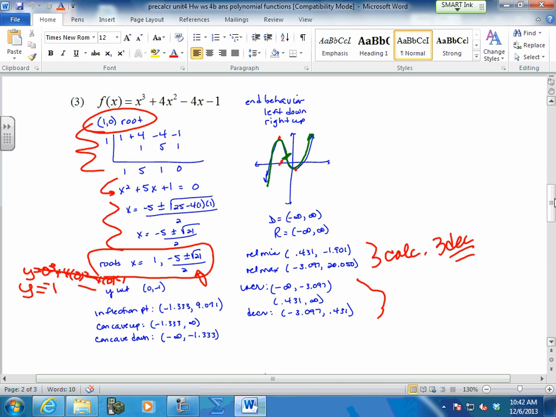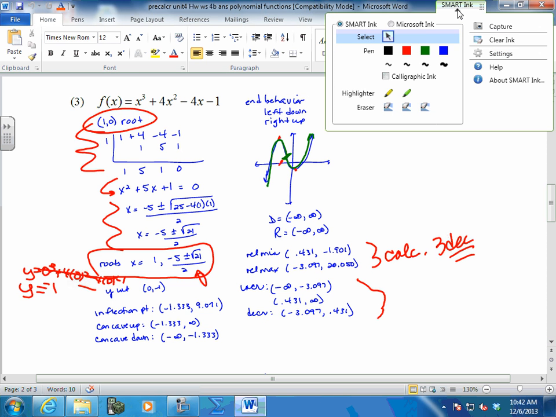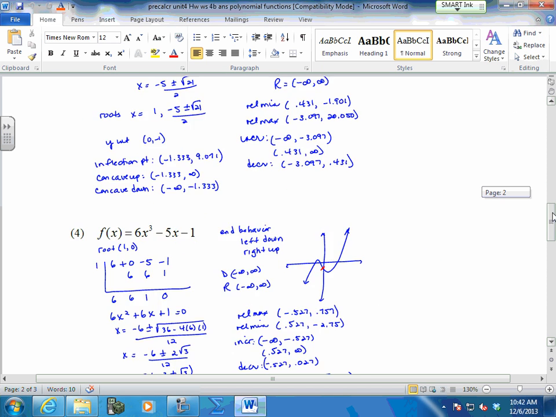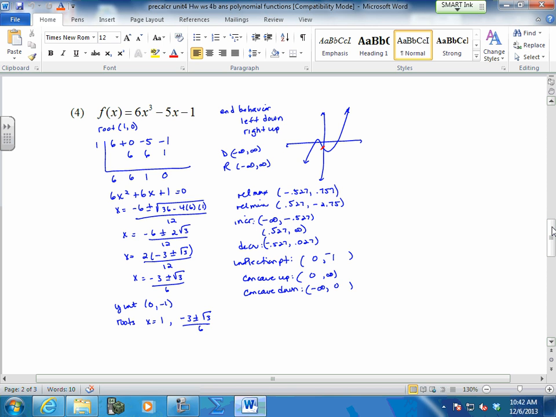Okay. Let's go on to the next one, since most of you don't have any of this one here. Now, I have three zeros, 2 turns, 1 inflection. Down on the left, up on the right. I cannot factor that. If I set it equal to 0, I can't factor it. So I pick up my calculator and I find the one root that I can. It's right here, 1, 0.